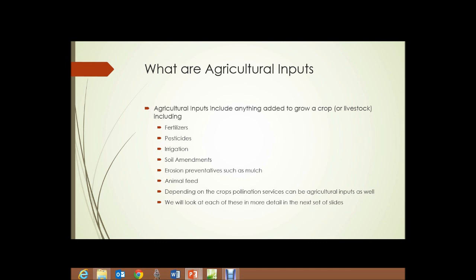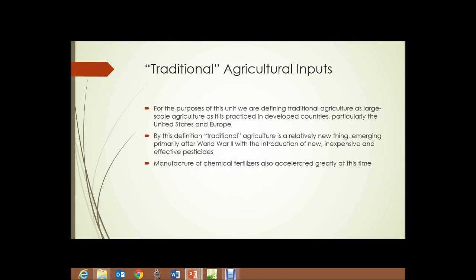We'll look at each of these types of inputs in more detail in the upcoming slides. First, let's talk about traditional agricultural inputs. And for the purposes of this unit, we're defining traditional agriculture as the type of large-scale agriculture as practiced in developed countries, particularly the United States and Europe.